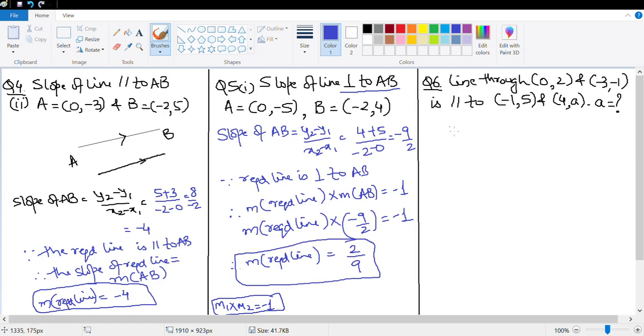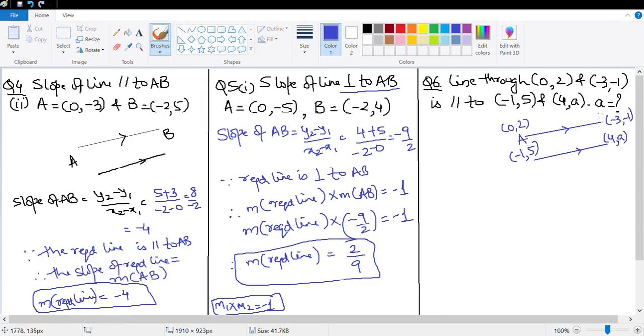Let's look at question number 6. It says the line passing through (0, 2) and (-3, -1) is parallel to the line passing through two other points. So let's draw a rough diagram. This is the line passing through (0, 2) and (-3, -1), and it is parallel to another line. So these two lines are parallel. This is for understanding. You don't need to draw this diagram in your exam.